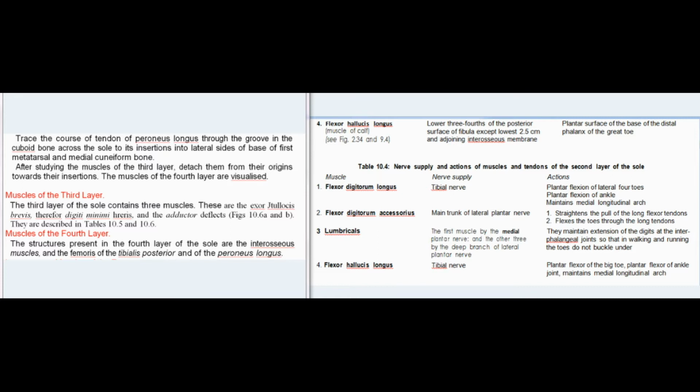Muscles of the third layer. The third layer of the sole contains three muscles. These are the flexor hallucis brevis, flexor digiti minimi brevis, and the adductor hallucis, figs 10.6a and b. They are described in tables 10.5 and 10.6. Muscles of the fourth layer. The structures present in the fourth layer of the sole are the interosseous muscles, and the tendons of the tibialis posterior and of the peroneus longus.